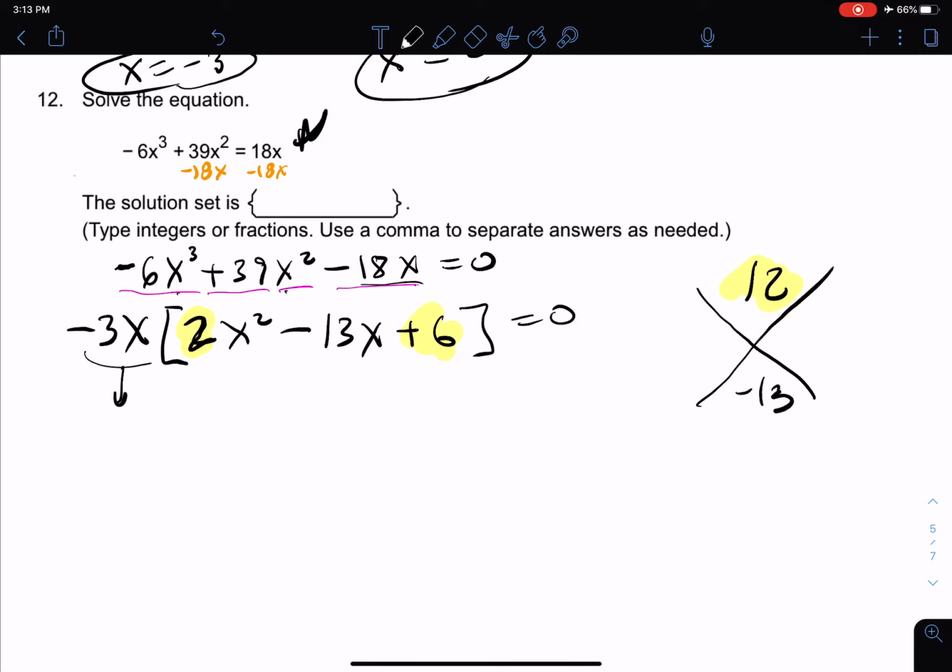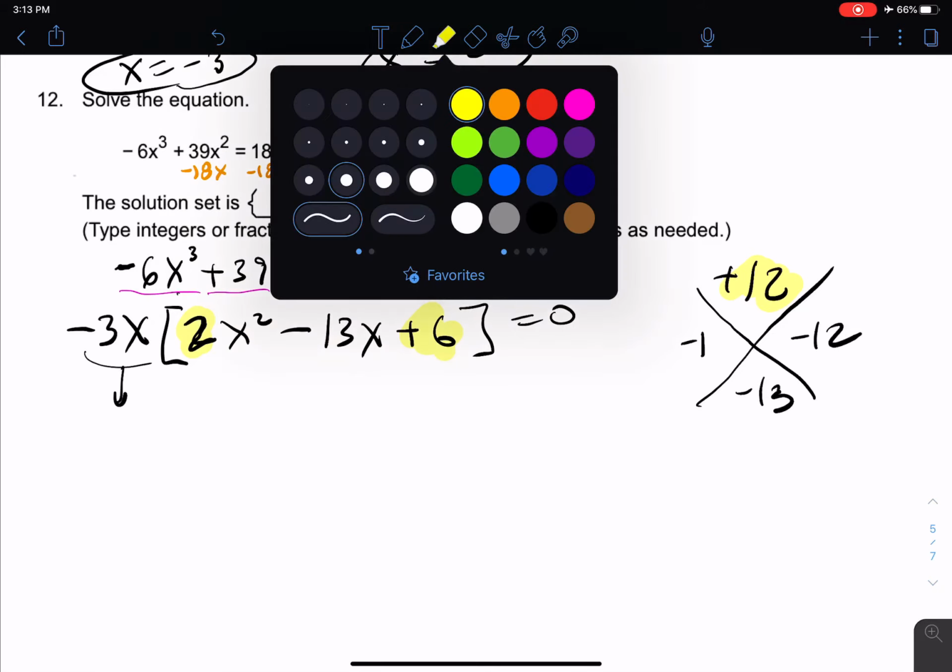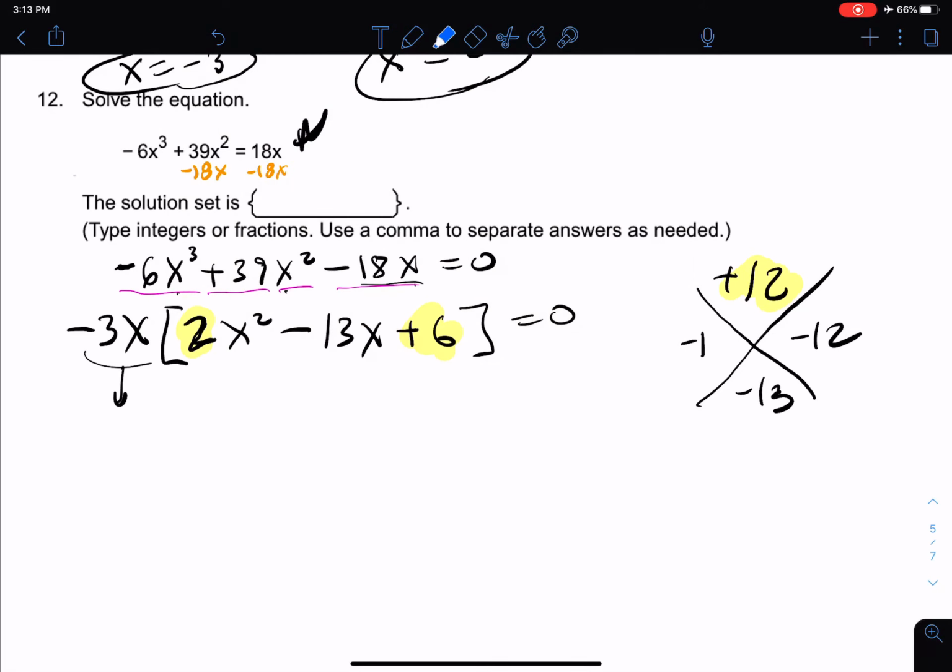What is that going to be? How about a negative 1 times negative 12? Negative times a negative is positive, and negative 1 plus a negative 12 is negative 13. So now this is not the easy type. So what do we do with this type? We take those two target numbers and replace negative 13x with that.